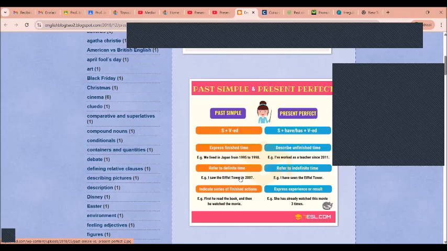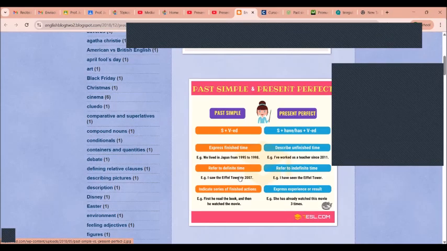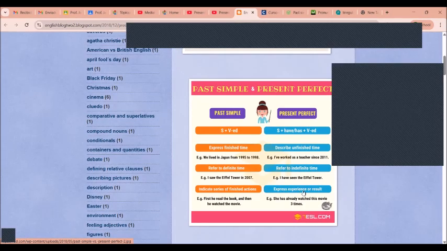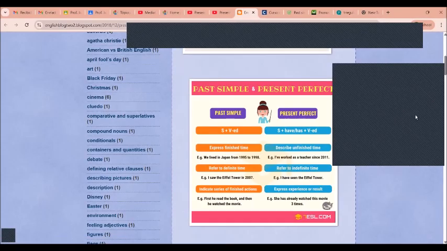Past simple refers to a definite time, while the present perfect could be varied and more focuses on the experience over a period of time connected to your present. The past simple will indicate finished actions, while the present perfect will talk about the experience or the result of something from that past. All right, let's keep on getting some practice in.